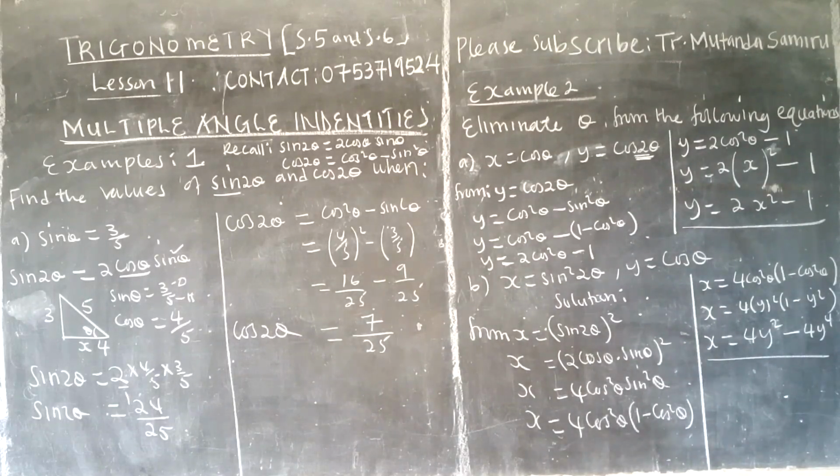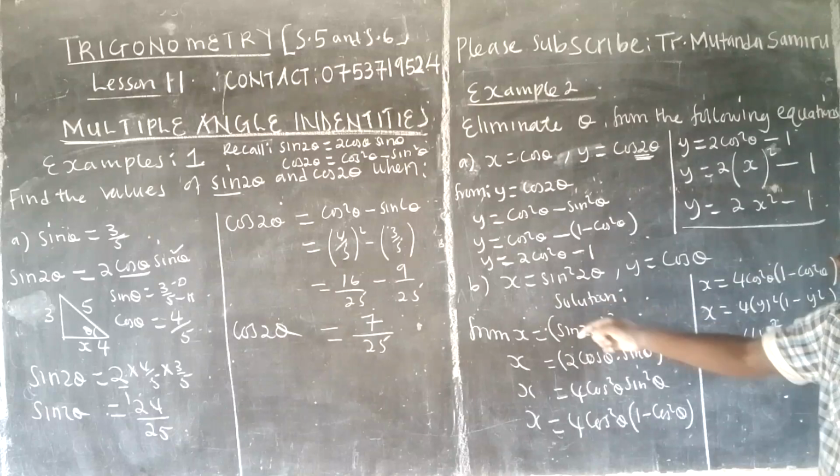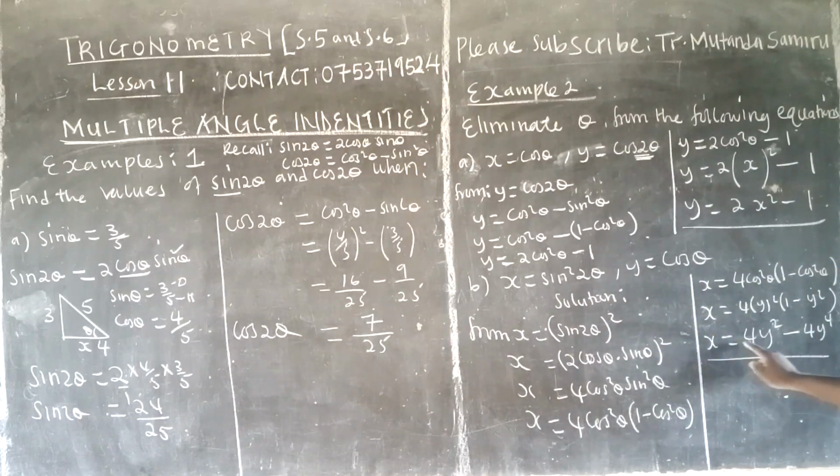Still, an examiner can set in this format, can say if x is equal to this and y is equal to this, show that x is equal to 4y squared minus 4y power 4. When you say that you have theta but the final answer doesn't have theta, it means that they will be calling you to eliminate.